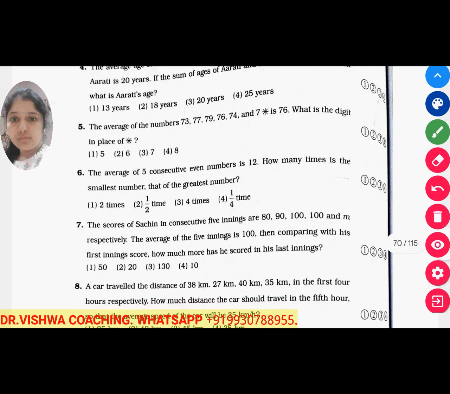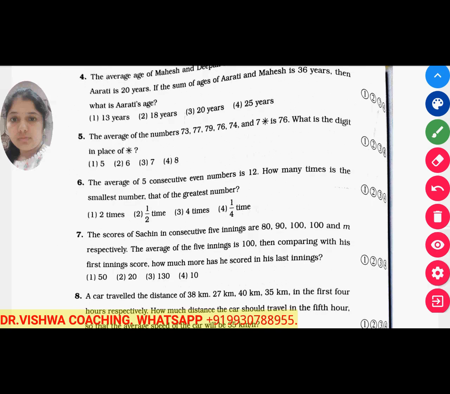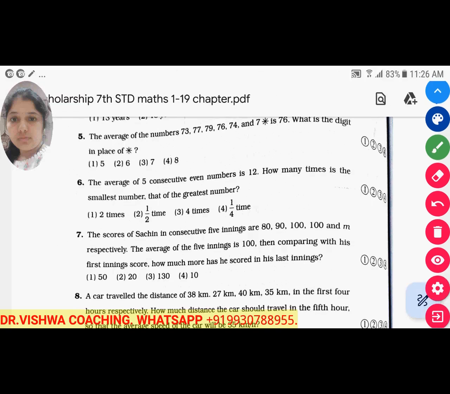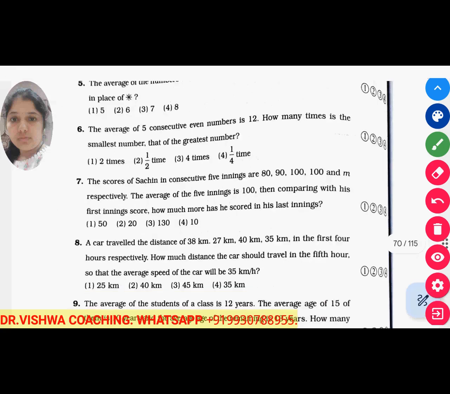Okay, now again average of these numbers is given to you, which is 76, and you have to find the digit which is at the star place. So what you will do, how many numbers are here, you just calculate and you multiply that figure, that is 1, 2, 3, 4, 5, 6 numbers are there. So first you have to do 76 multiplied by 6, then you add all these numbers and keep this number as x. You will get the value of this number and you just find the digit which is there at the unit place.